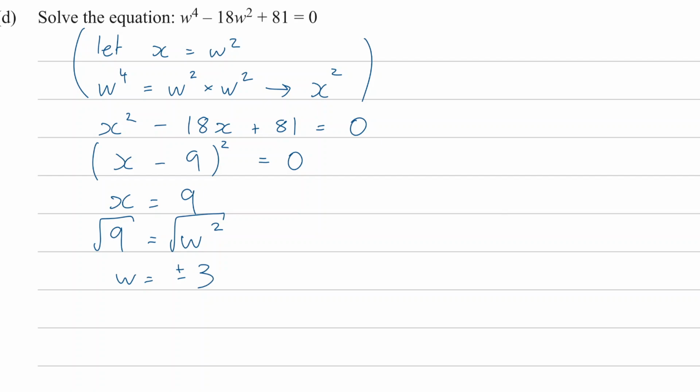And that would be solving this quartic equation for w using the technique called substitution, in that we simplified it to a quadratic, which we know how to solve, and then we substituted it back into that initial x equals w squared step.